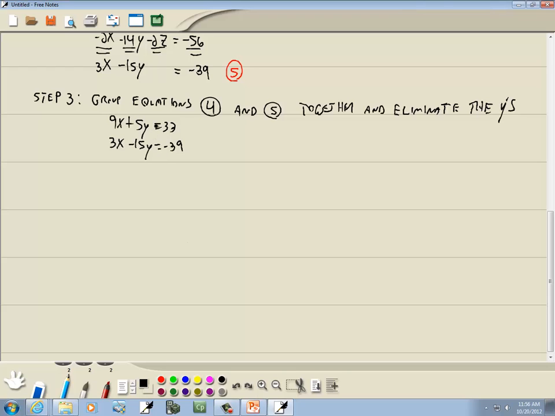Now we're used to multiplying everything in an equation by a number, and I'll stick with that since that's what we've done over and over. Now this is negative 15y. If I multiply the first equation by 3, that'll become a positive 15y, and those will cancel away. So 3 times 9x gives us 27x. 3 times 5y is 15y. 3 times 33 is 99. And we got 3x minus 15y equals negative 39.